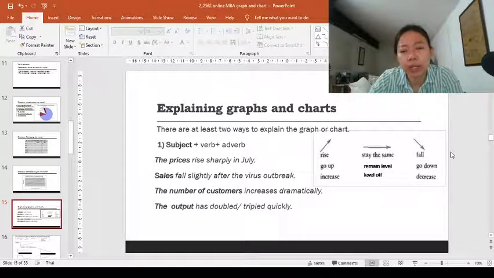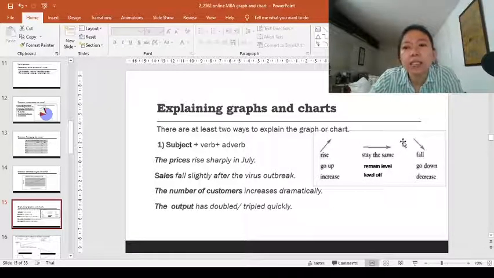There are three arrows here, you can see. The first arrow is going up. This is the upward trend. So we can use verbs like rise, go up, increase to show the upward trend. The next arrow is lying flat, which means that nothing changed. So we can use verbs like stay the same, remain level to show that nothing changed. And the last arrow is the downward trend, so something going down. We can use words like fall, go down, decrease, drop, or decline.